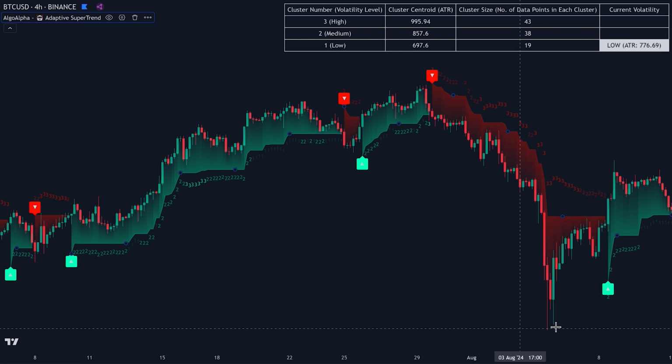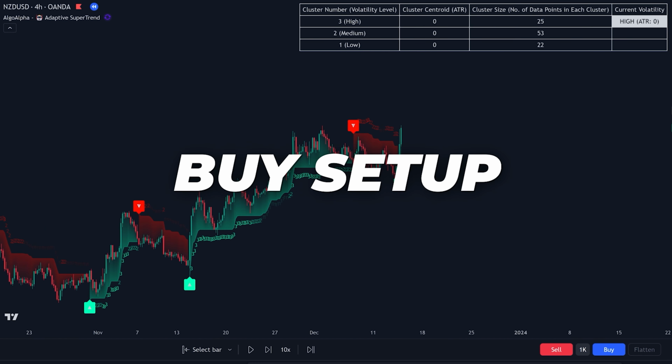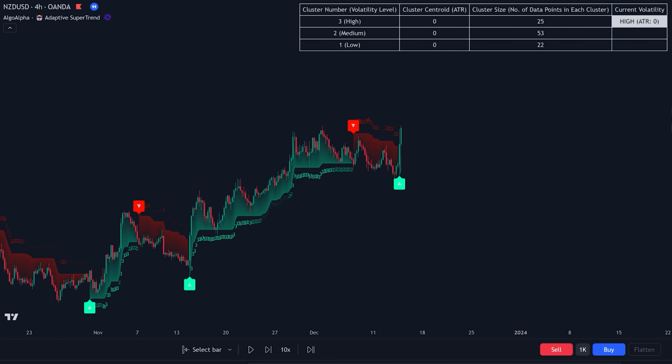Next, we're going to explore how we can use the Machine Learning Adaptive SuperTrend indicator in our trade. Buy trade setup. The Machine Learning Adaptive SuperTrend indicator shows a bullish trend, and the price has just bounced off the lower boundary of the trend zone. The green triangle signals a potential buy entry, confirming a good opportunity to go long. High volatility supports this trade, suggesting the price is likely to keep rising after the bounce.